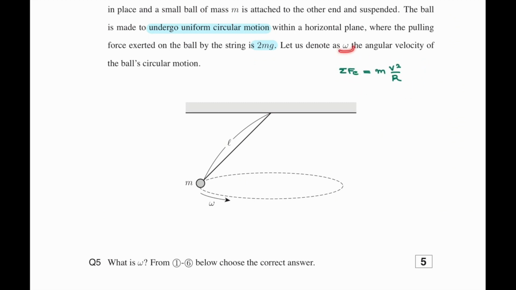If I want to relate omega, we can use the formula v equals omega times r. This is the relationship between angular velocity and tangential or linear velocity. So if I substitute this formula into that, I get net centripetal force equals m times, substituting v with omega r being squared, so I get omega squared r squared over r. That means net centripetal force equals m omega squared times r. Remember, we want to find this omega.